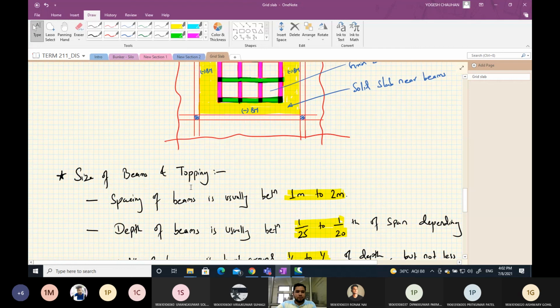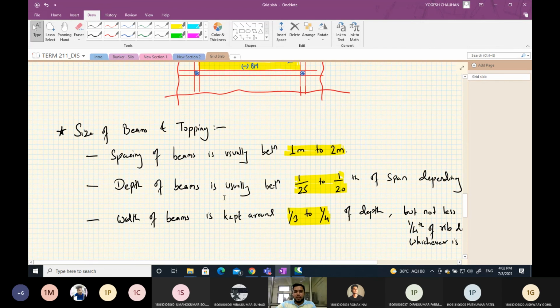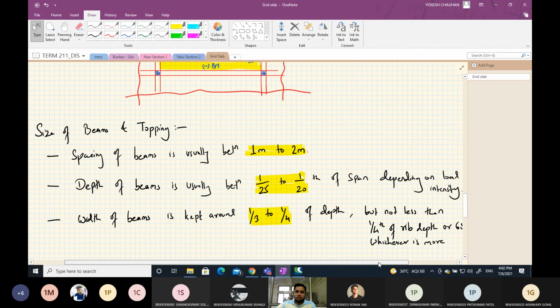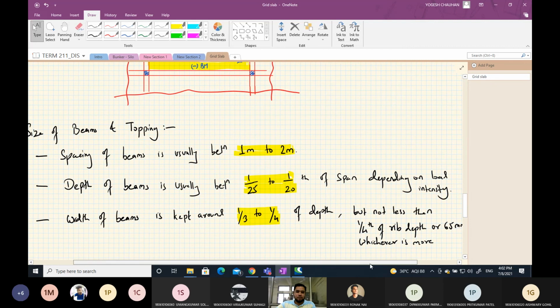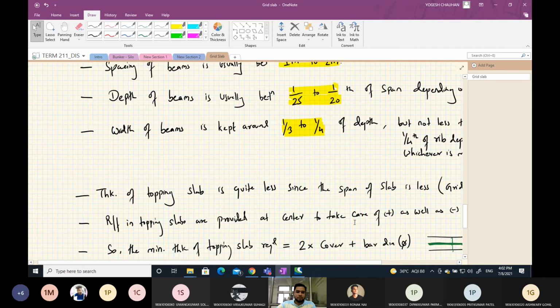Then the size of the beams and topping: usually the spacing between the beams is between 1 meter to 2 meter. The depth is usually 1/25th to 1/20th of the span, and the width of the beam is around 1/3 to 1/4 of the depth. But note that it should not be less than 1/4 of the depth of the rib, or 65 mm, whichever is more. Sorry.